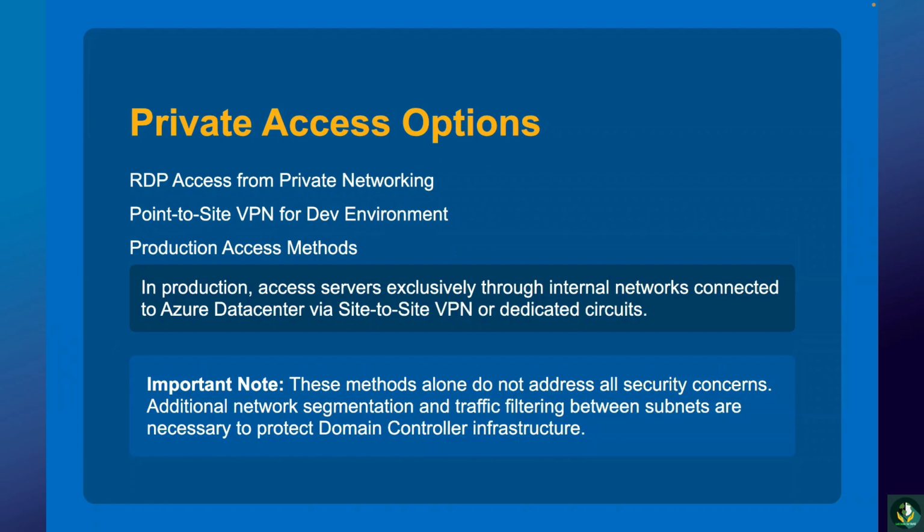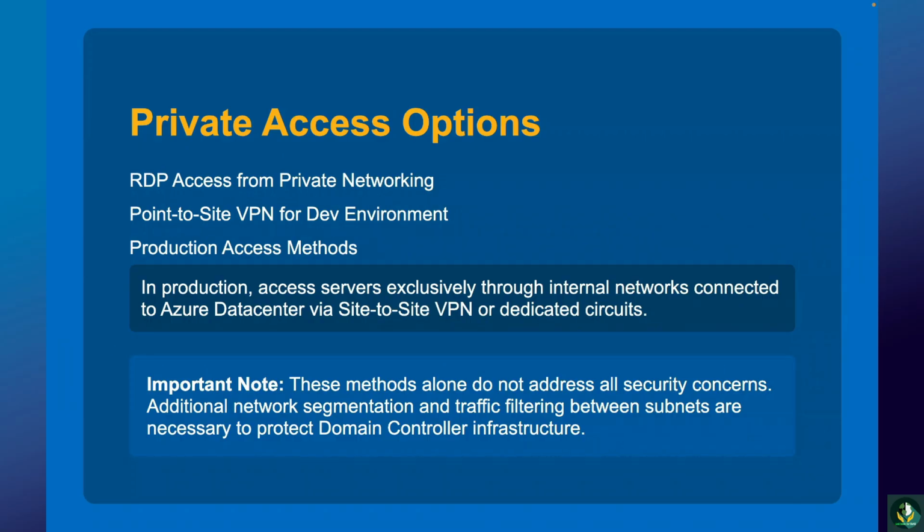The best practice is to access servers solely through internal networks that have established routes to the Azure data center. This connectivity is typically achieved through site-to-site VPN connections or dedicated circuits, providing a secure and reliable link between on-premises infrastructure and Azure resources.